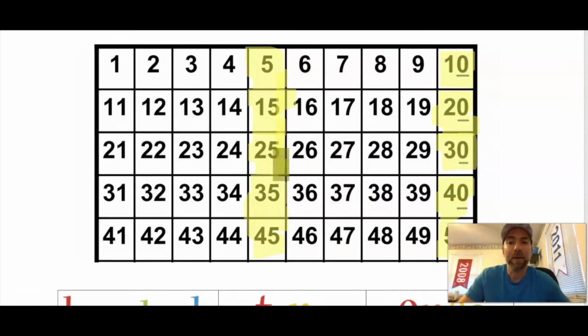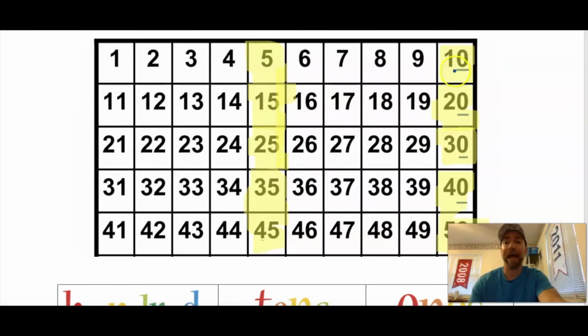Some of you are quick. You noticed a pattern. So let's talk about this one. Does anybody see any patterns? Well, I know from counting by tens, I saw some patterns. In the ones place, the digit was always a 0.